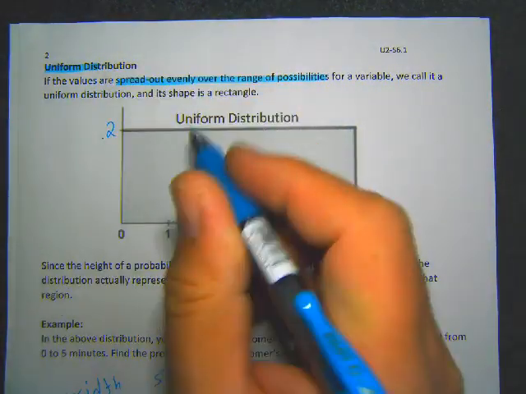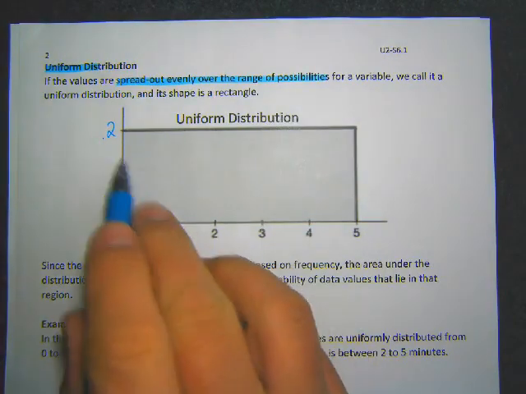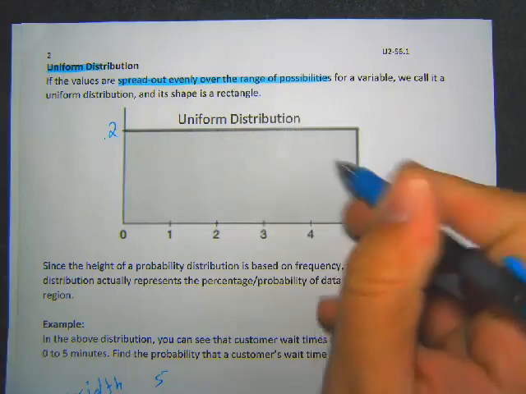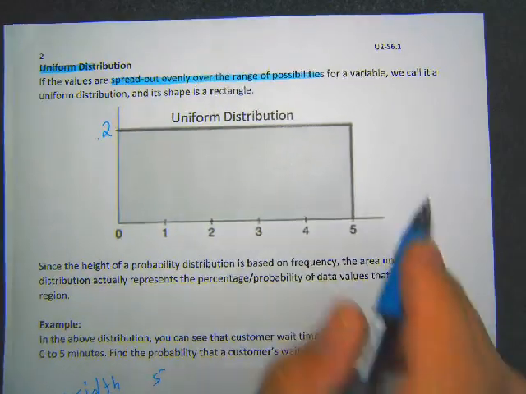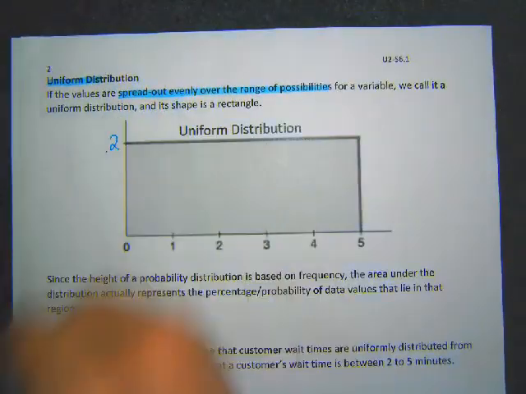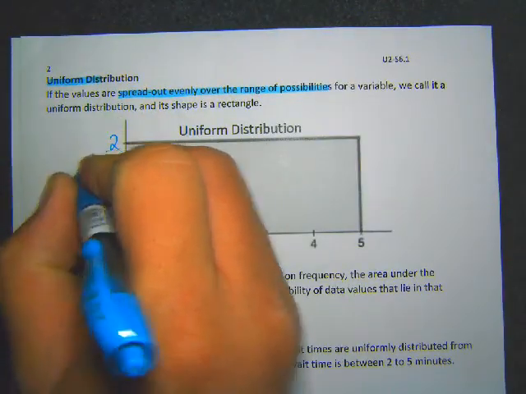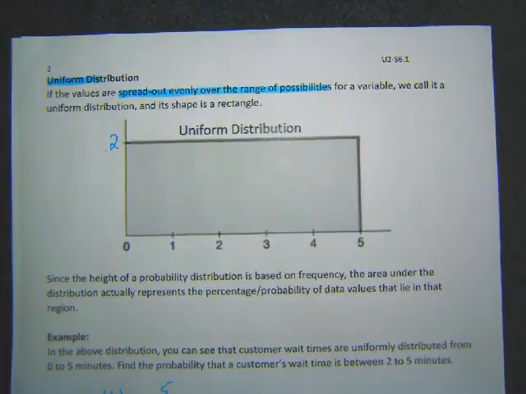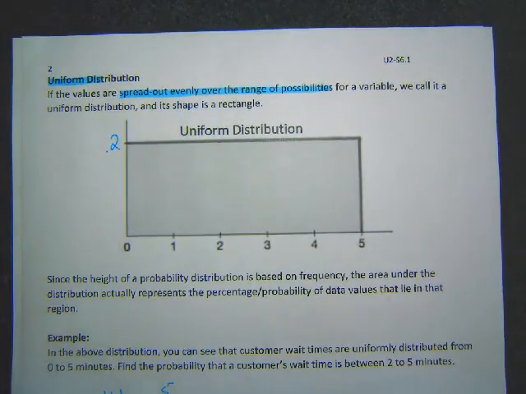So the frequency here, the height would be 0.2, since this is 20%, that's 20%, that's 20%, that's 20%, that's 20%, and you add up those 20%, and you get the whole 100%. So the height is 0.2 right here. That's your frequency, that's your height, and it's based on that 100% being spread out across this whole thing.